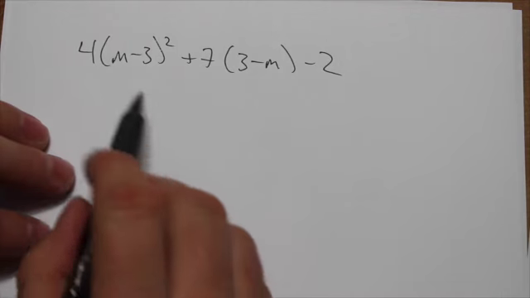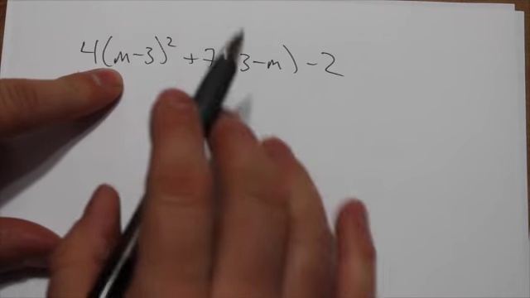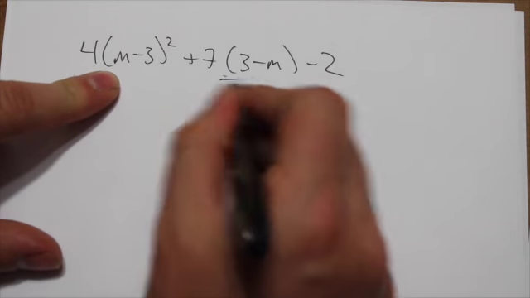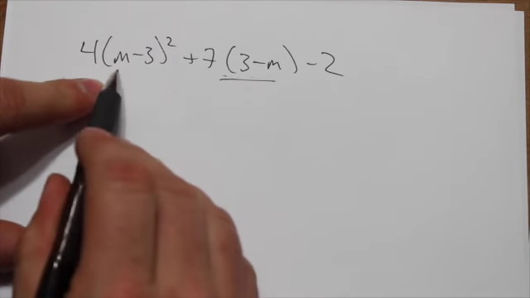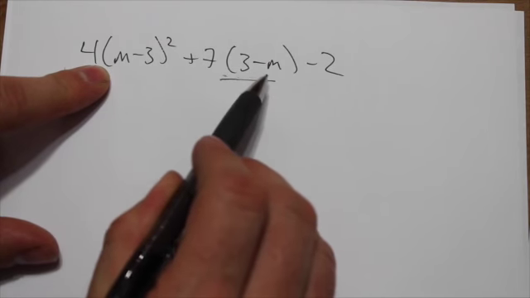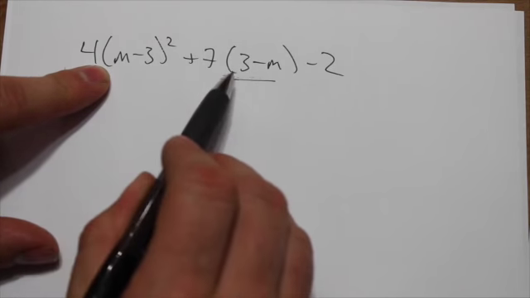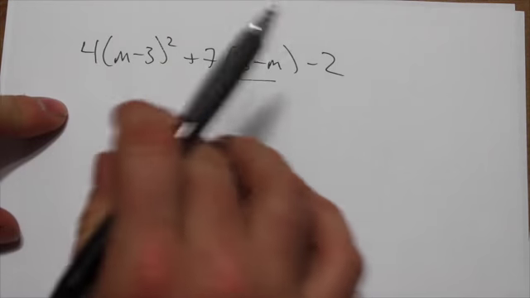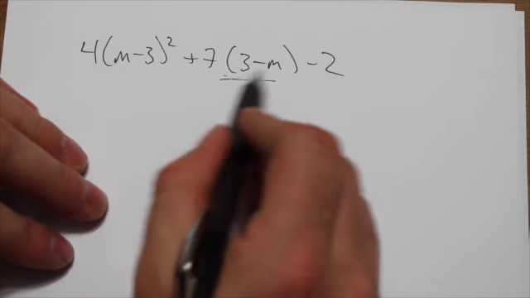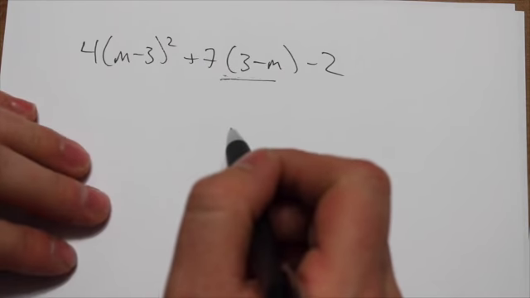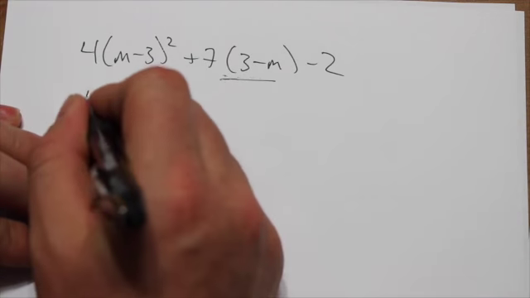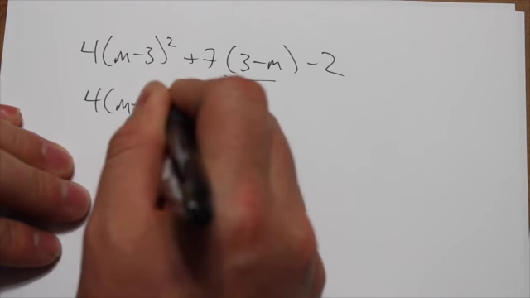But before I get there, I want to take just a quick second here and notice this isn't the same. That is 3 minus m. This is m minus 3. M here is positive, m here is negative. 3 here is negative, the 3 here is positive. The difference between these two terms is an additional negative here, okay? The signs are different. So what I'm going to do here first is I'm going to factor the negative out of this term. So what that's going to look like is this.